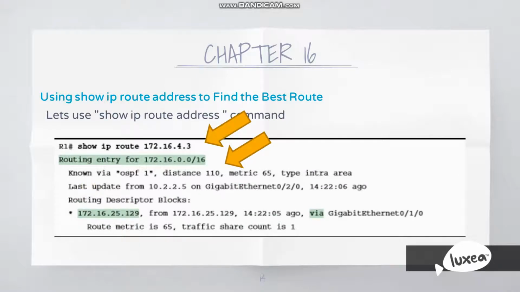Next one is using show IP route address to find the best route. This is a second way to identify the route a router will use. We'll use the show IP route address command, and the reason why I used address is that it is the IP address of an assumed IP packet. It replies by listing the route it would use to route a packet sent to that address. So the first line of output lists the matched route, and other things are just details about it.